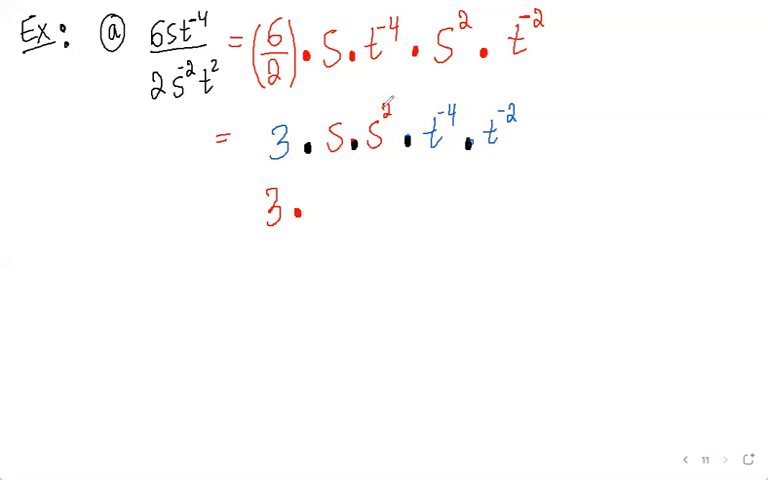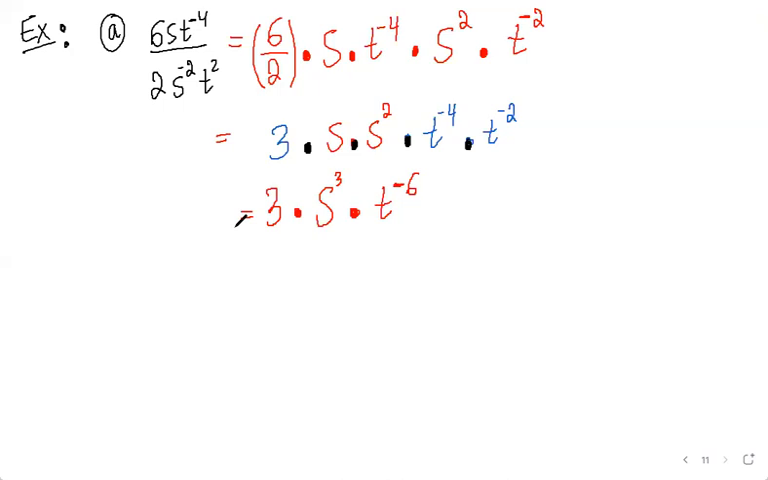We have the same base, different exponents, so we just add the exponents. S to the power 2 plus 1 is 3, times t. Here we have the same base, different exponents, minus 4 minus 2, which gives me minus 6. And this is the answer.